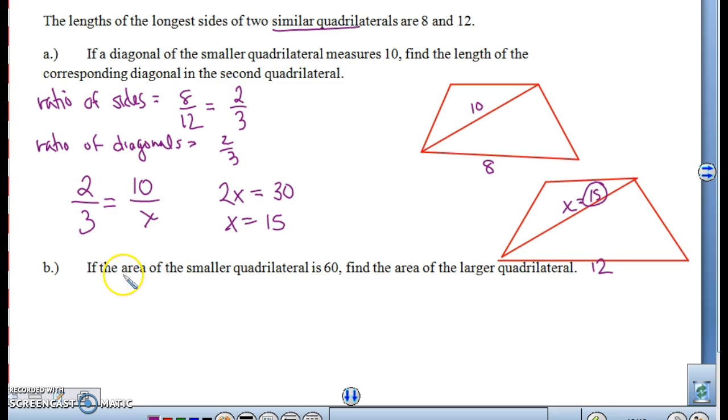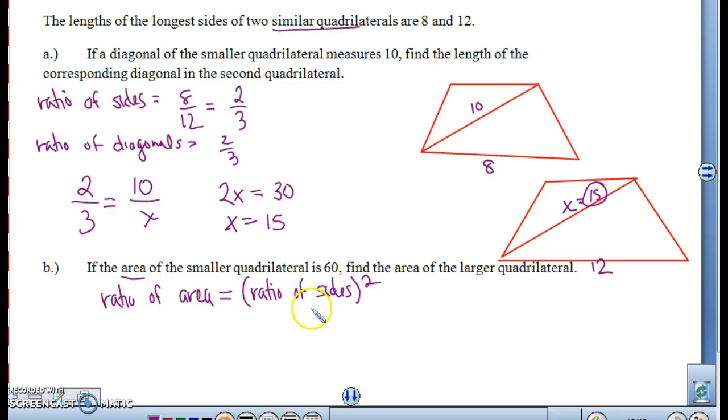Now, if the area of the smaller quadrilateral is 60, find the area of the larger quadrilateral. This is where knowing the ratios comes in handy. All right, we don't know what the area of this figure would be. There's no real formula for this kind of figure. Well, there is, but we don't know enough information about the rest of it to do it. However, we do know that the ratio of the areas is equal to the ratio of the sides squared.